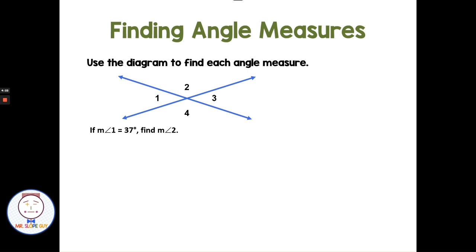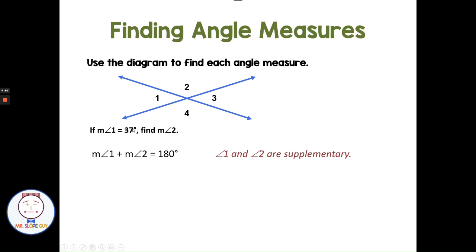So what if we're given, the measure of angle 1 equals 37, find the measure of angle 2. Well, I know the relationship with angle 1 and 2. Angle 1 and 2 together make this straight line. So if these two angles together make a straight line, that means they're supplementary. I could write a little equation where they add up to 180, because if angles 1 and 2 are supplementary, then the measure of angle 1 plus the measure of angle 2 add up to 180.